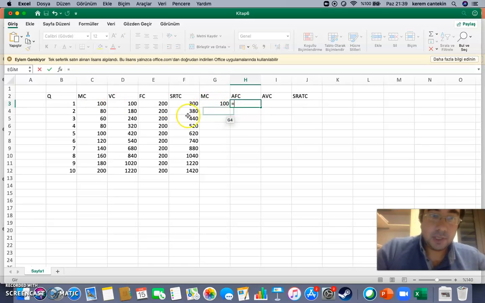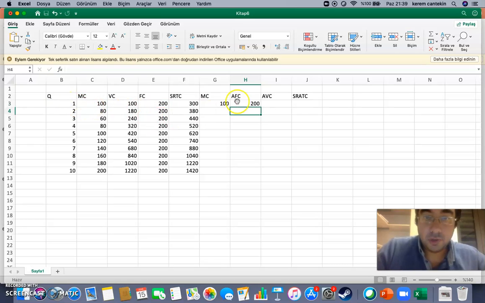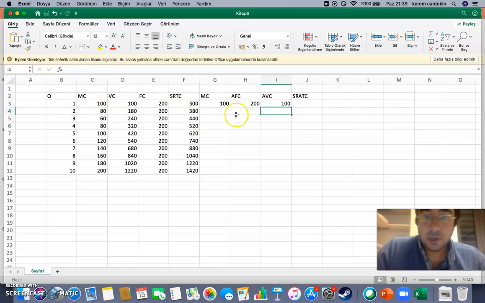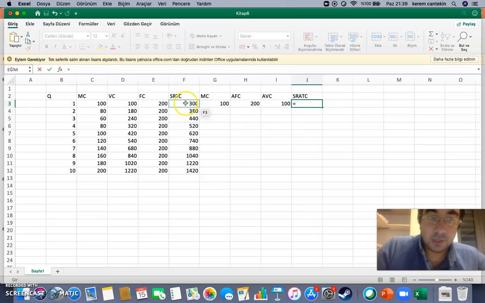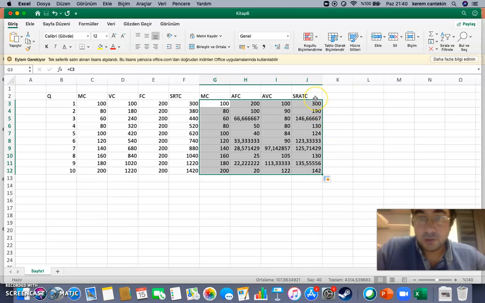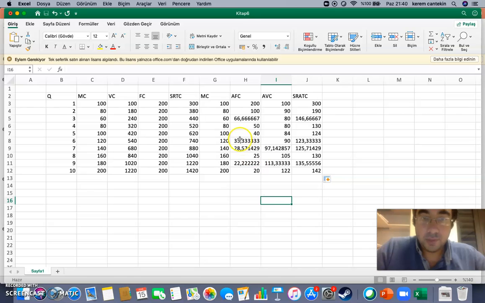For average fixed cost, I need to divide fixed costs by the quantity produced. For average variable cost, I need to divide variable cost by the quantity that is produced. And the same logic goes with the short run average total cost. Note that at the average level, my average fixed cost and average variable cost will always add up to the short run average total cost. Also, the average fixed cost is always decreasing.